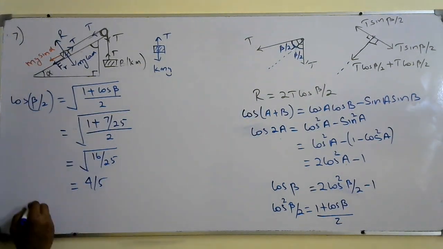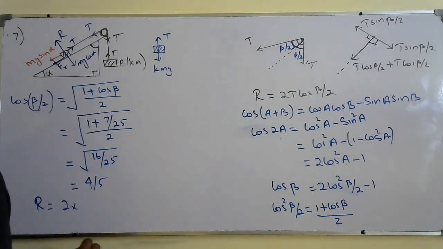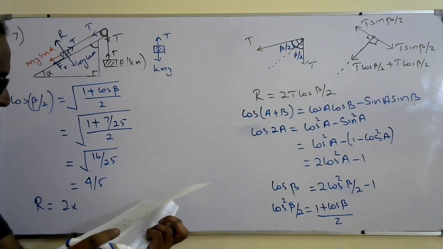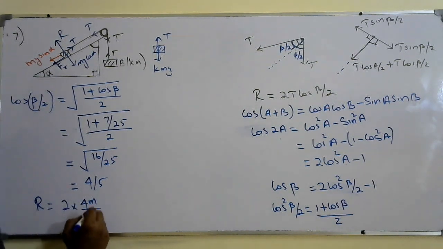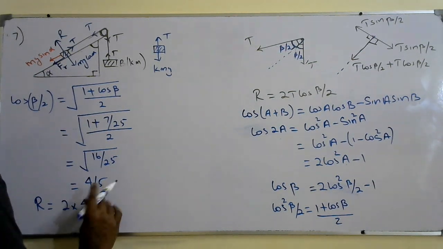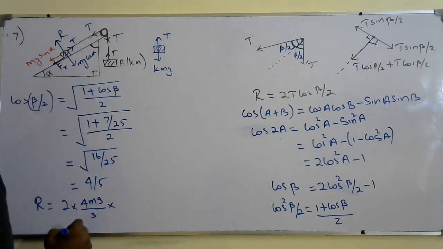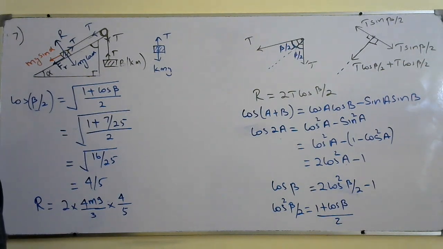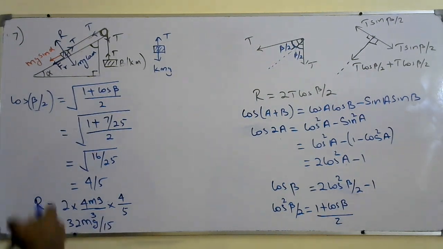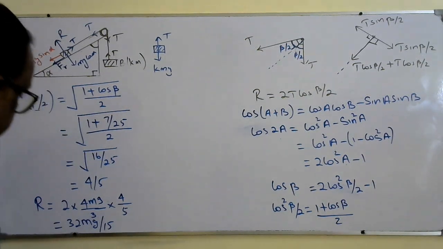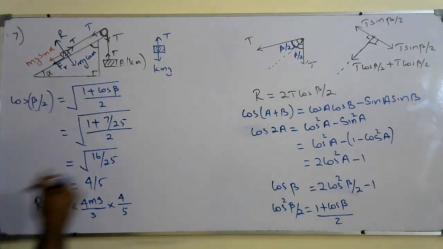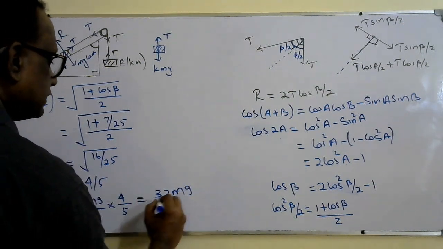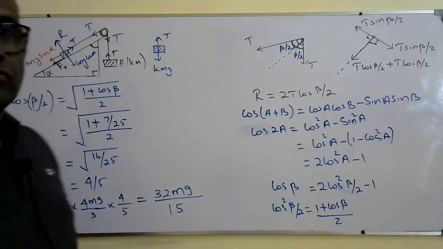Substitute here. The resultant is R equals 2T cos(beta/2), where T is 4mg over 3, times cos(beta/2), which I found to be 4 over 5. So it's 16 into 2, 32 mg over 15. That's the same answer I got in the first method.